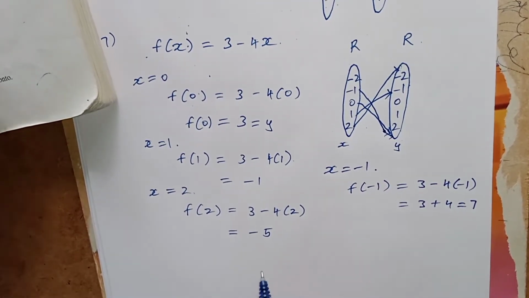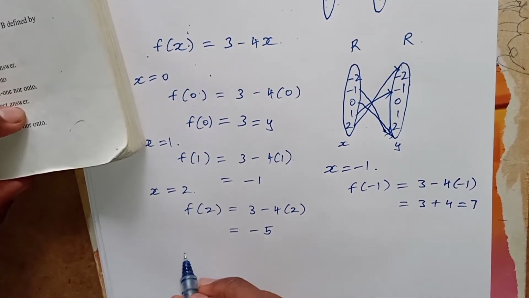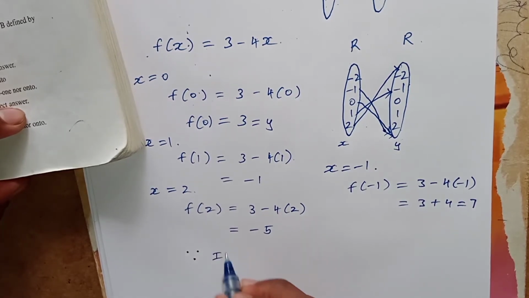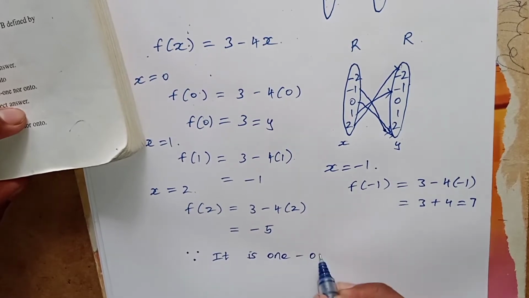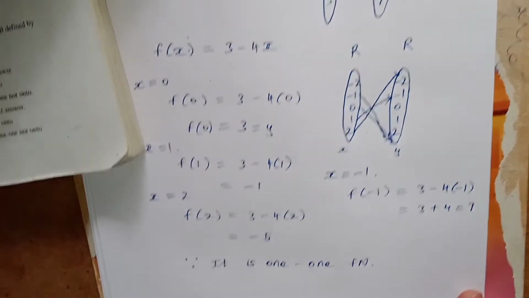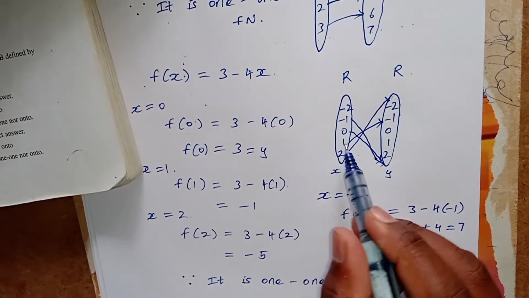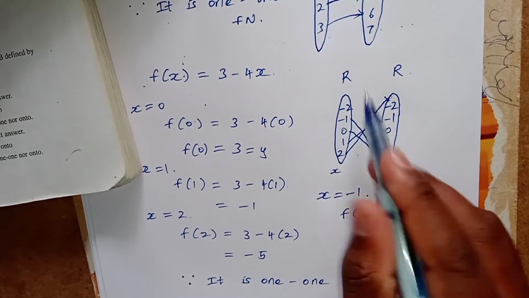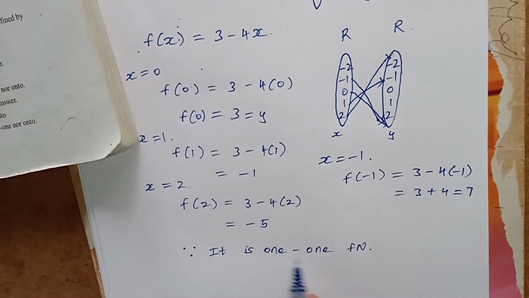Therefore, here the function is 1-1. It is a 1-1 function. For checking 1-1, you have to check the domain. In the domain, every element of the real numbers will be filled. Therefore, here it is a 1-1 function.